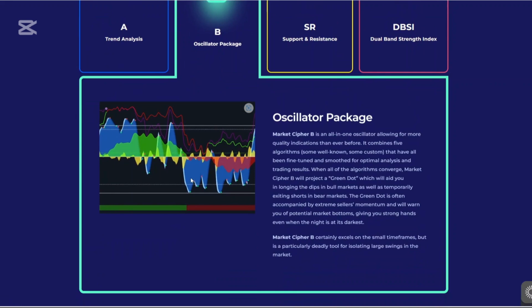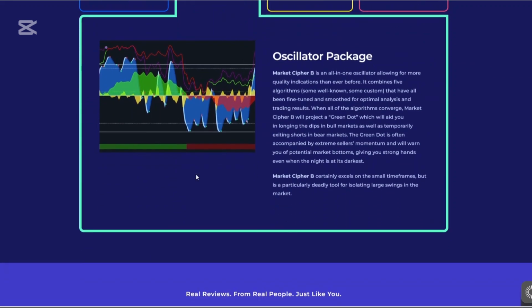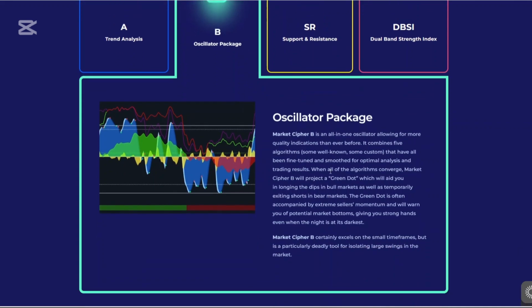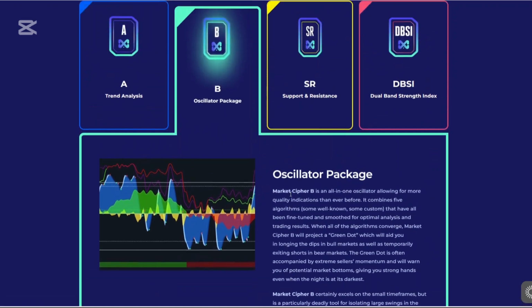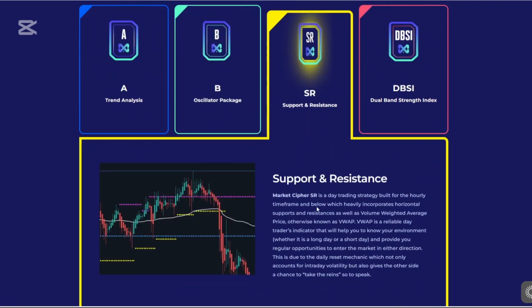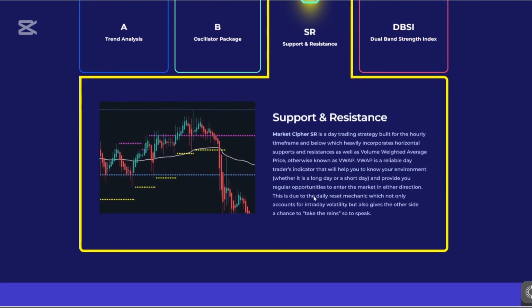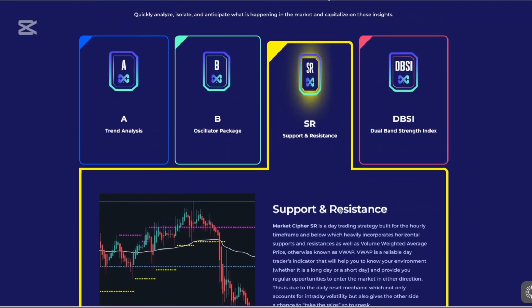Market Cipher B. It's an oscillator combining multiple algorithms to identify market momentum, highlighting potential entry and exit points with signals like the green dots. Market Cipher SR. Support and resistance. It focuses on support and resistance levels, integrating volume-weighted average price for intraday trading strategies.